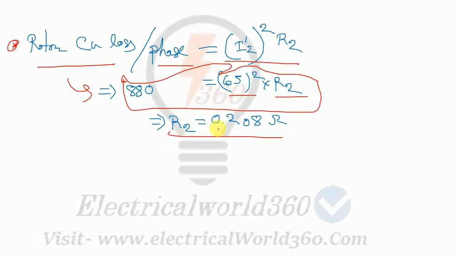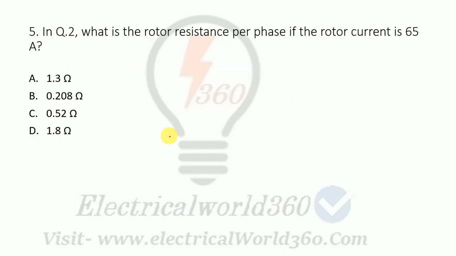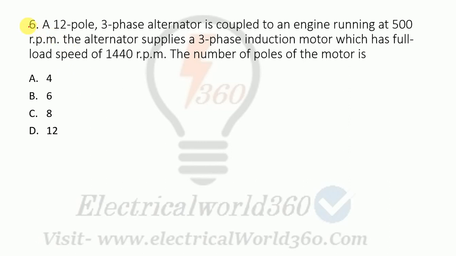So from this equation, we can easily find out the value of R2, that means the rotor resistance. That means it will be 0.208 ohm. So here you can see the right option will be option number B. That means the rotor resistance is 0.208 ohm. This is the question number 6.